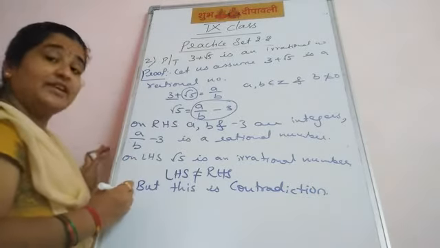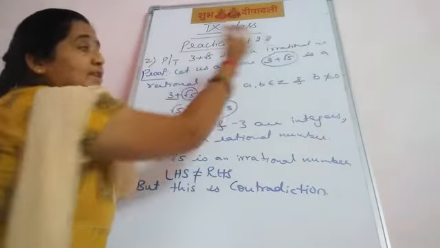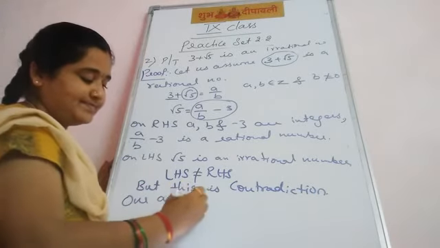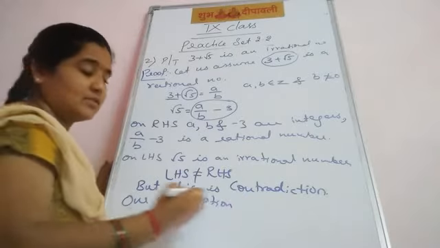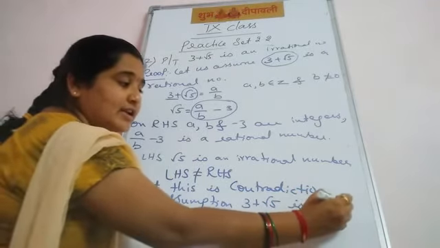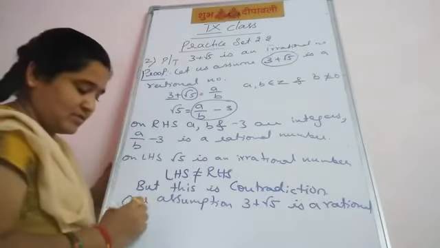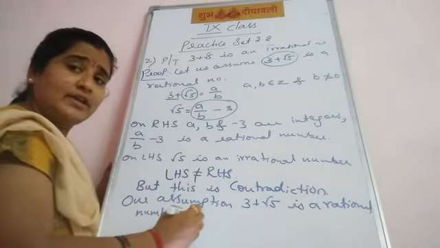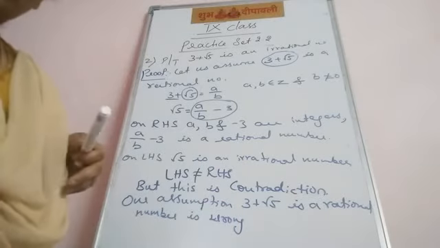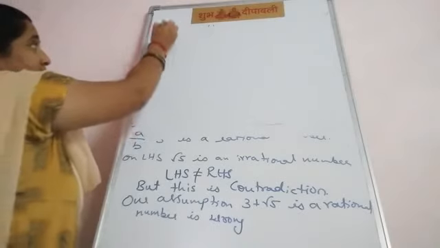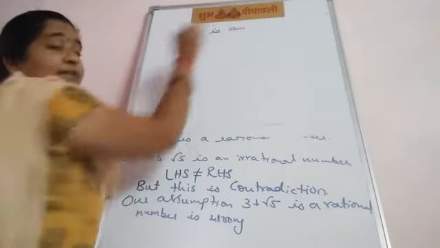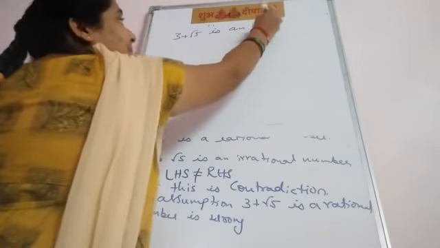Contradiction. What we assumed at the start, that 3 plus root 5 is a rational number, is wrong. Okay. Last step: therefore, 3 plus root 5 is an irrational number.